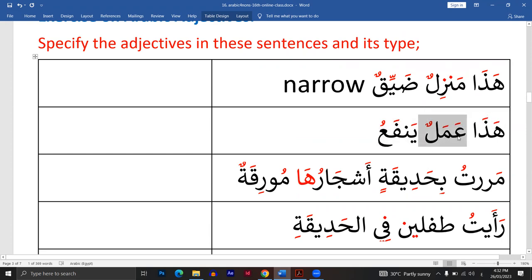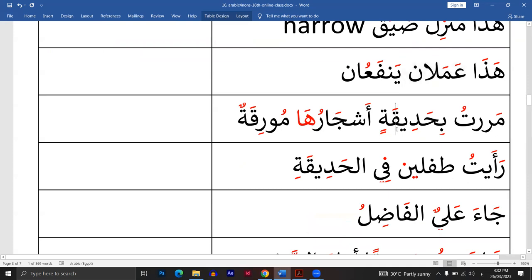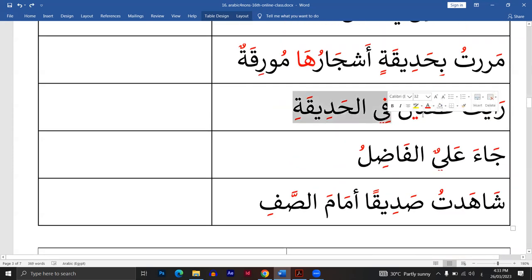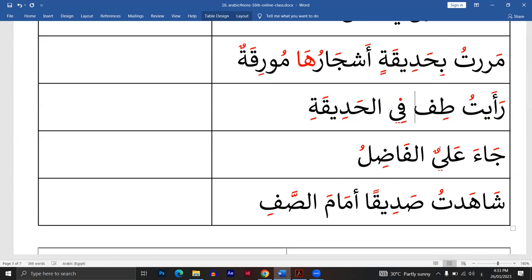And also, if the adjective is a verbal sentence, it must follow the noun in conjugation. So, هذا عمل ينفع. If we decided to make it, for example, عملاني ينفعاني. Yes, we must conjugate the verb so that it will follow the described. And also, in a nominal sentence adjective, مررت بحديقة أشجارها مورقة. أشجارها here, we chose this pronoun because the described is feminine. So if it's for example masculine, it will be أشجاره, right? Yes. So only the quasi sentence, شبه الجملة, is not following the described noun. Thank you, Ms. Umm Hawa. Thank you so much.